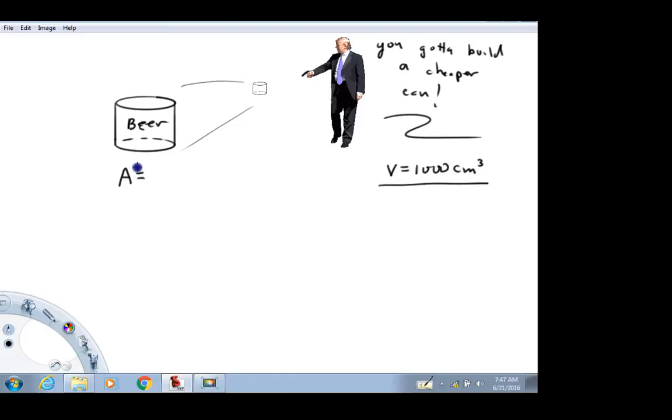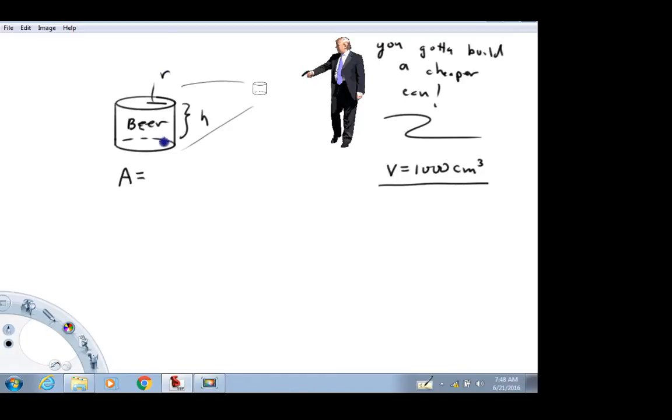Now I'm going to go ahead and write an equation for the can. The can has a certain height, which I'm going to call h, and a certain radius, r. We're going to have to define the dimensions r and h that will minimize the area.